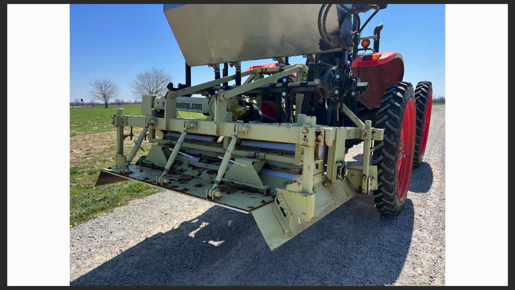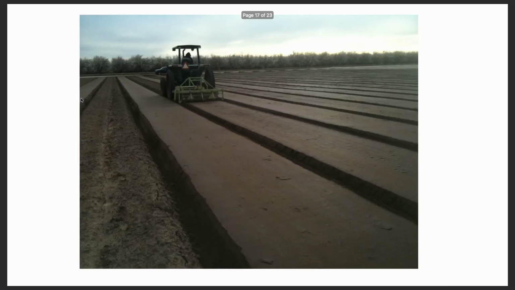That's a picture of the bedder that we use. It's called a mulcher or a bedder. And again, this isn't our farm, but this is roughly what it looks like. So even, smooth hills.